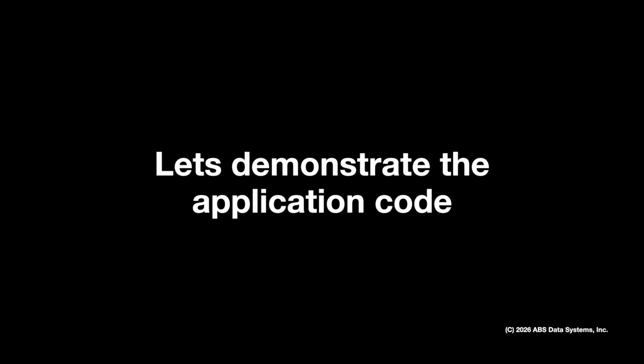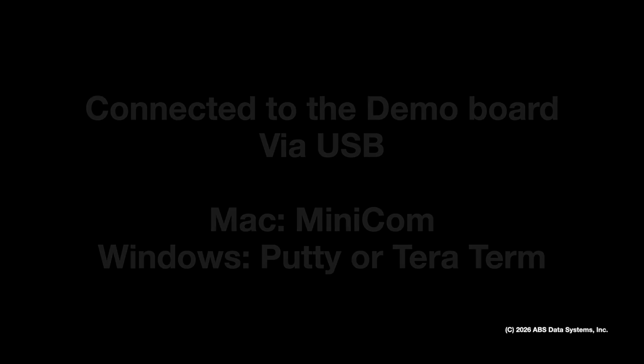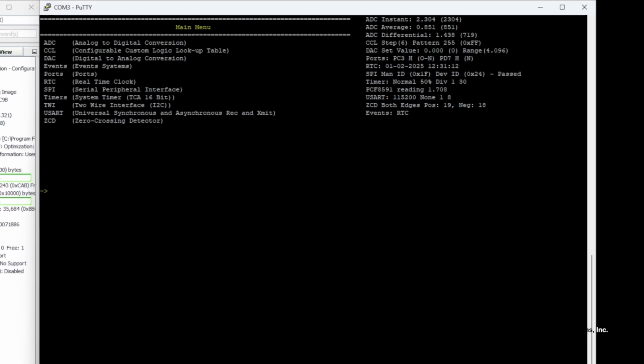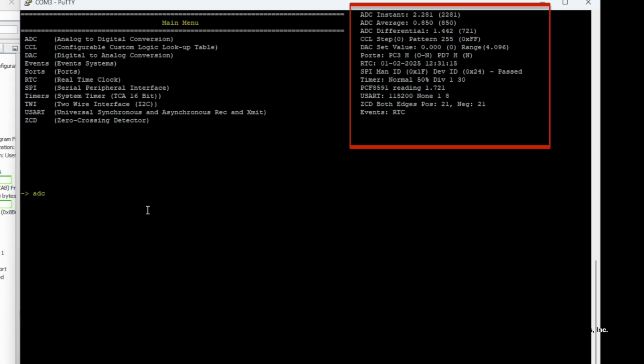Let's start by demonstrating the application. This application is connected to the real world via USB connection connected to terminal emulation software. On the Mac I use Minicom, and in Windows I use either PuTTY or TeraTerm. The intent of the application is to have a menu displayed and active readings at the same time.